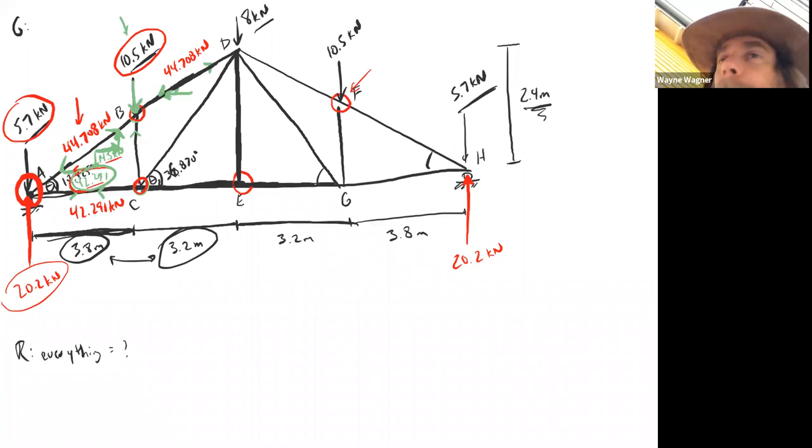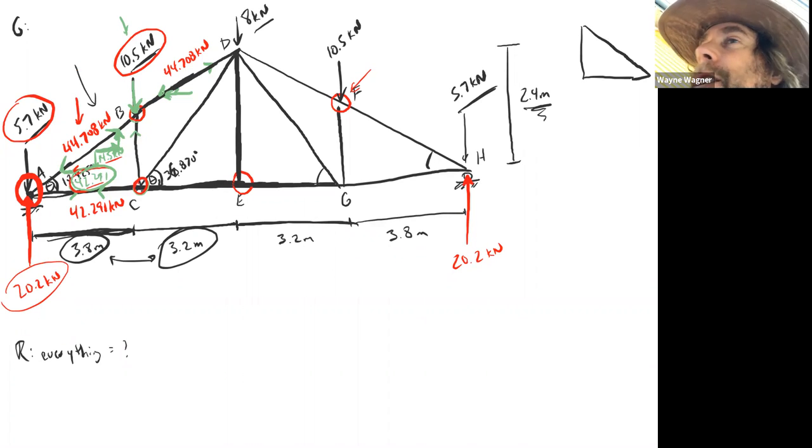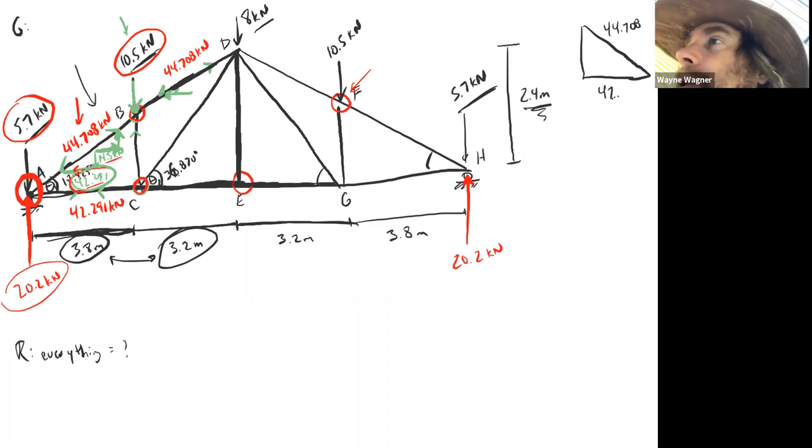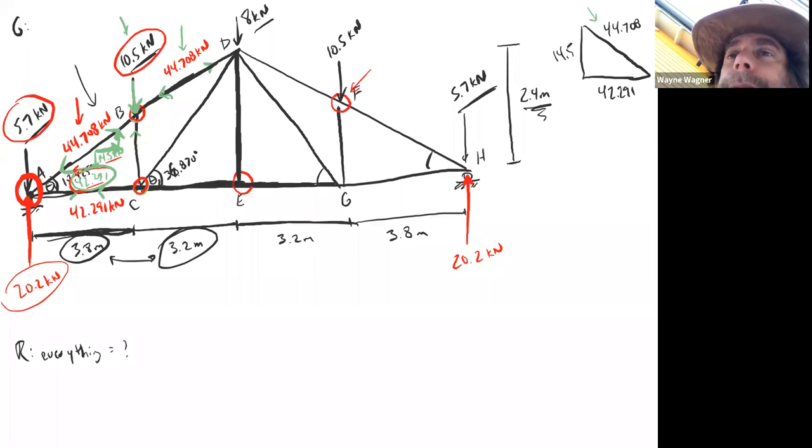Here, let me draw that force triangle over here, because it's going to be easier than trying to see all my noise down here. That force triangle is 44.708 on the diagonal, 42.291 on the horizontal, and 14.5 on the vertical. Okay, so that's really quite helpful. I'm not going to draw all that here, I'm just going to keep track of that. The components of that one are right here.